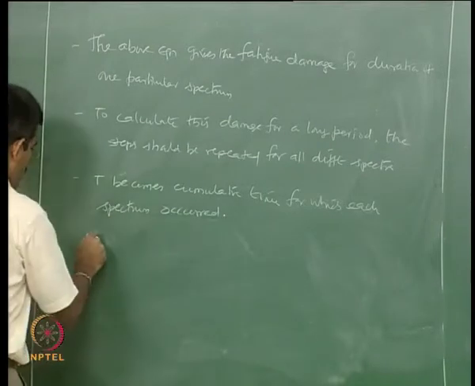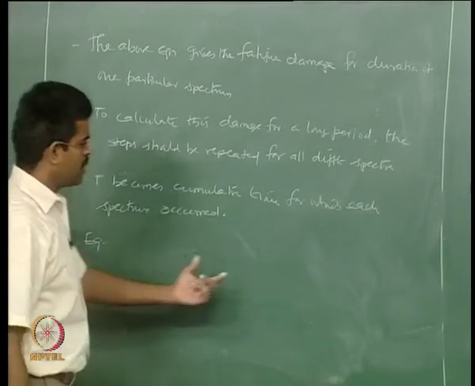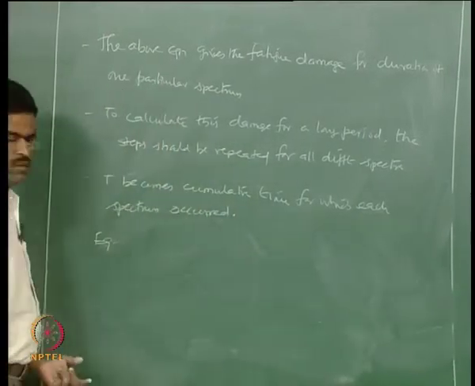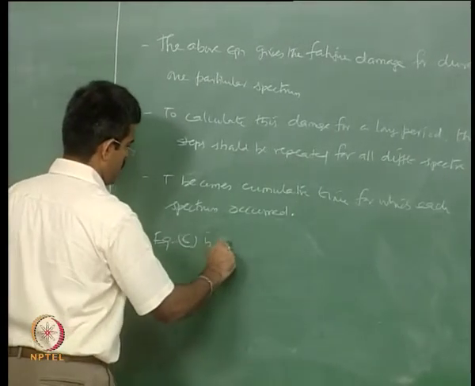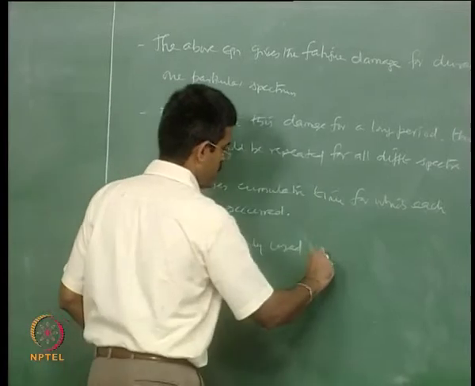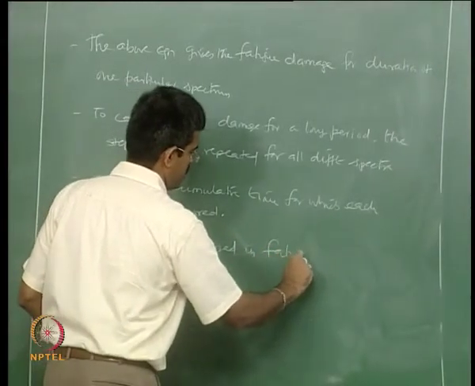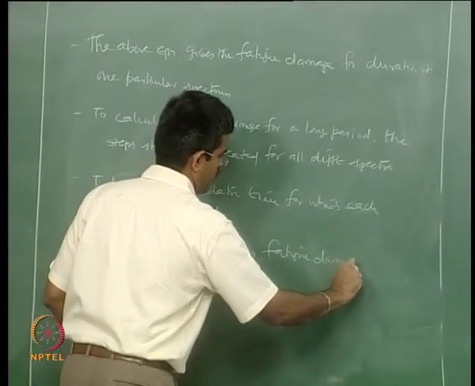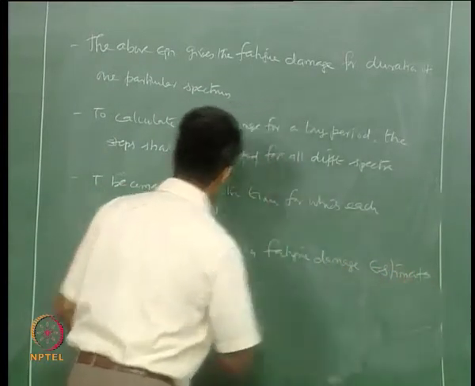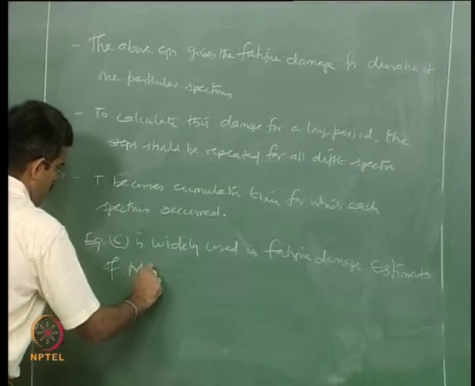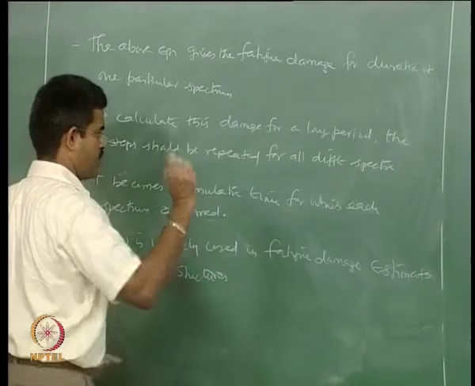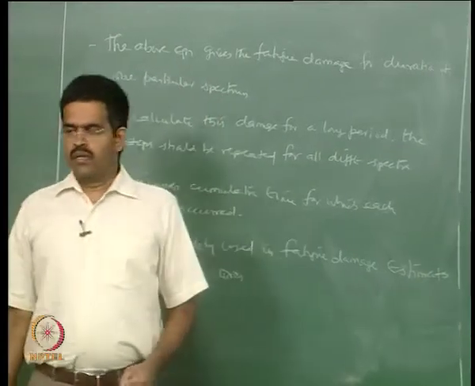So, what was the spectral damage equation we had lastly? The equation number? Equation 6 is widely used in fatigue damage estimates of marine structures, if it is a narrowband.